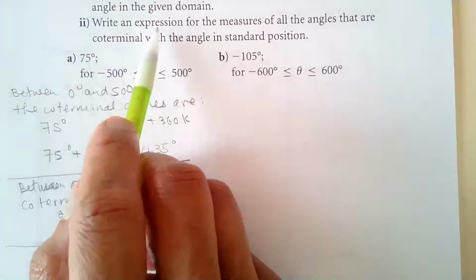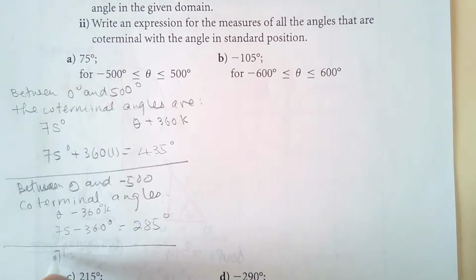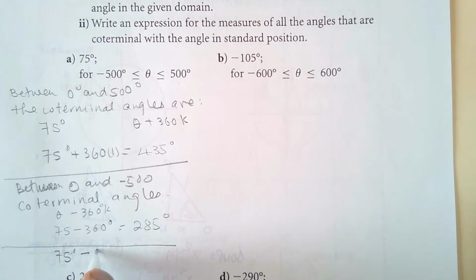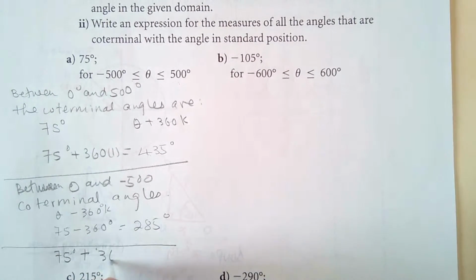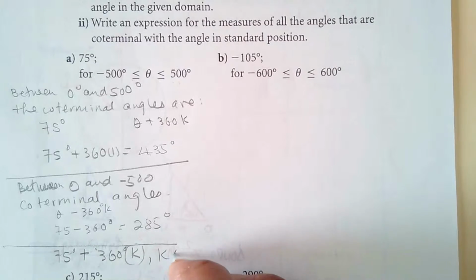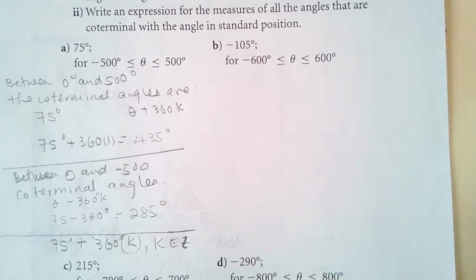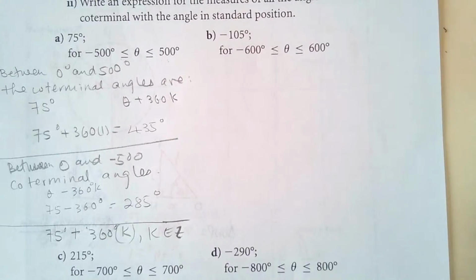Now they ask you to write an expression for the measurable angles, and that will be 75 degrees plus 360 degrees times k, where k is an element of integer. Okay.